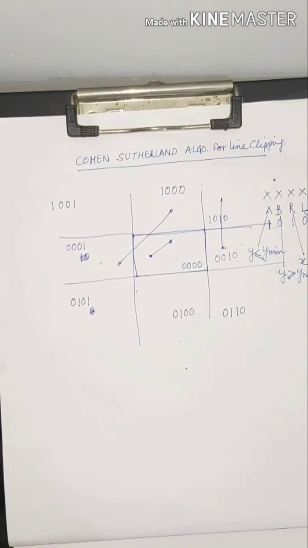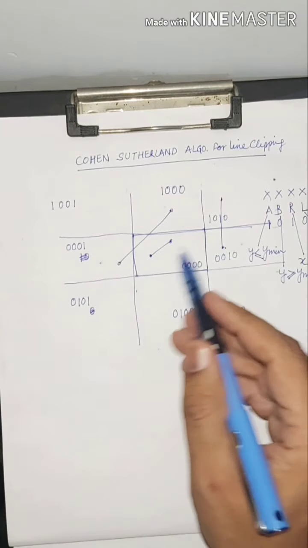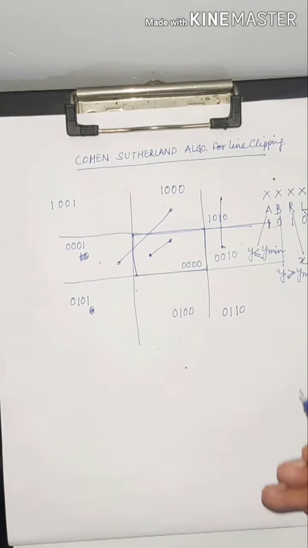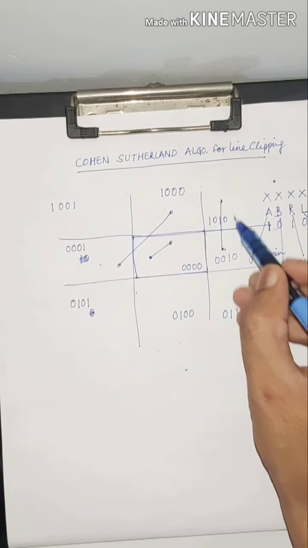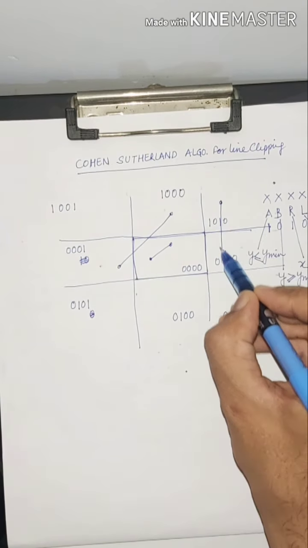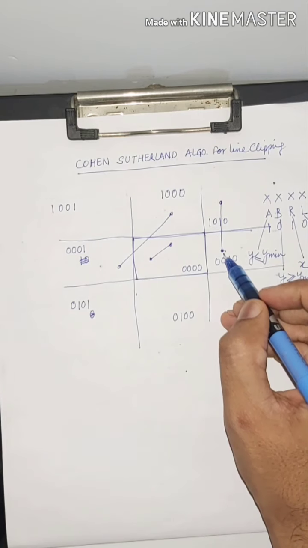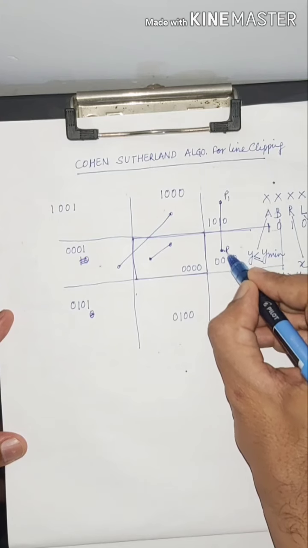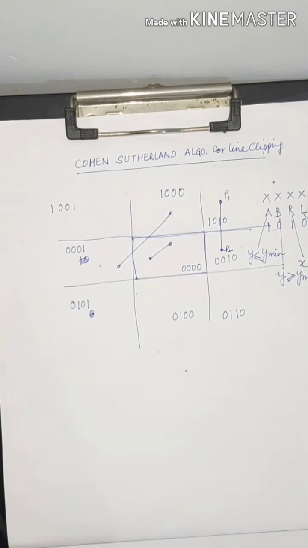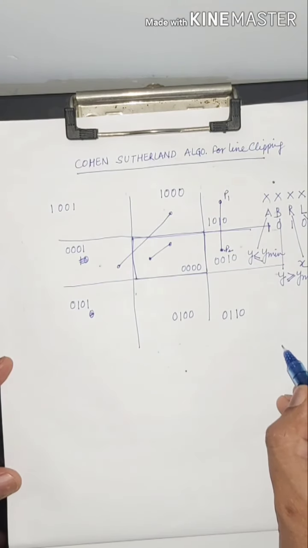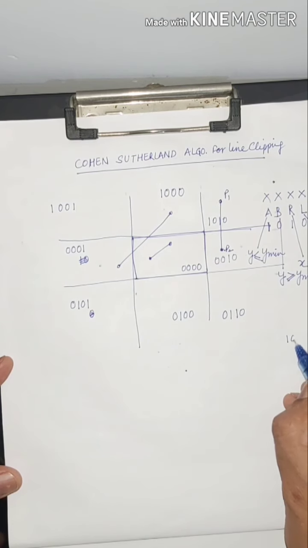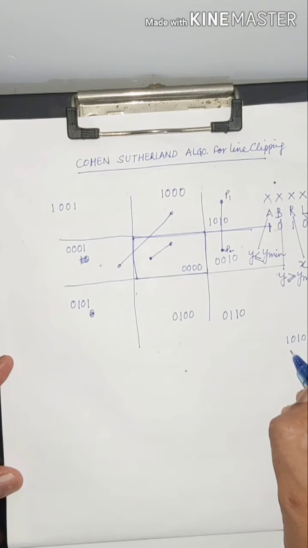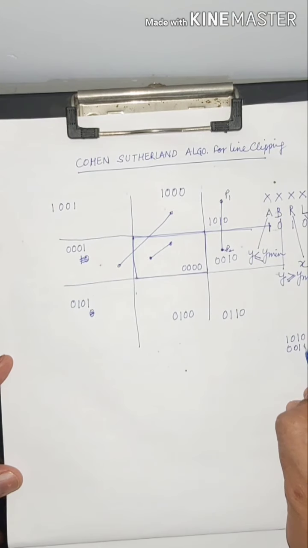I take 3 lines as an example to study. First of all, whenever we are working on clipping of a line, we will find the region code for both of its extreme points. Suppose P1, P2. I'm clipping this line. The region code for P1 is 1, 0, 1, 0. The region code for this point P2 is 0, 0, 1, 0.